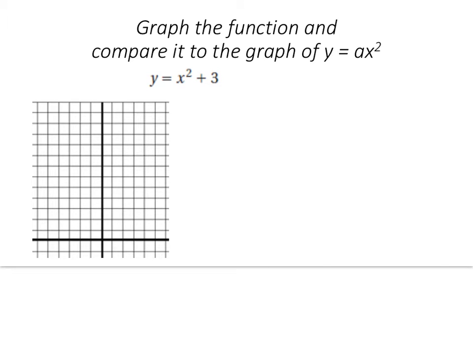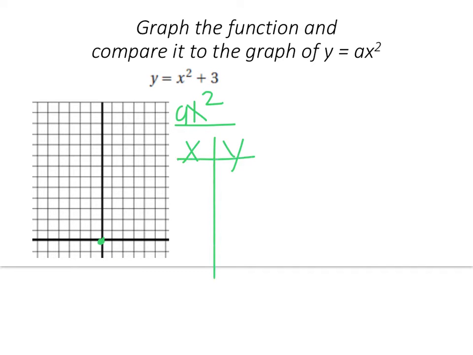In these next examples, we're going to graph the functions and then compare it to the parent graph of y equals x squared. In this set of notes, I don't give you an extra graph to graph ax squared, so we're going to do both of them on this first graph example. Remember, for ax squared, it starts at the origin. I'm going to go ahead and make a t-chart for ax squared, and then we're going to graph that one first, then graph the y equals x squared plus 3.